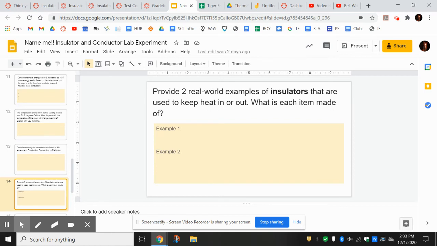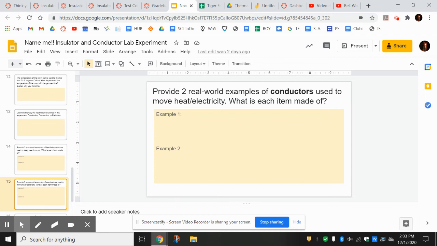Slide 14, give me 2 real-world examples of insulators that are used to keep heat in or out. So think of 2 insulators or 2 real-life things that insulate and keep heat in or will keep heat away from something. Okay, I'm happy to answer that question. Just message me. Pause, make sure that's done. Otherwise, keep listening.